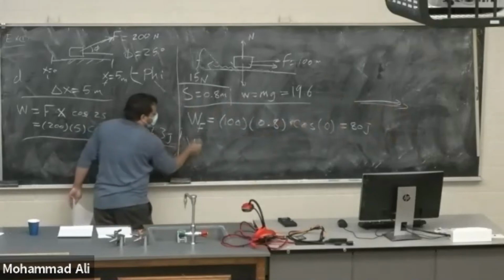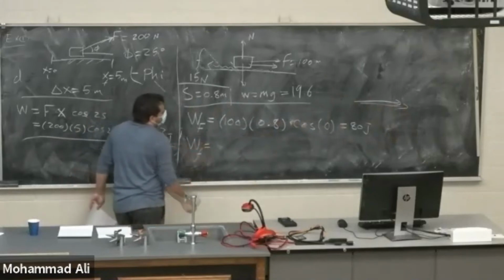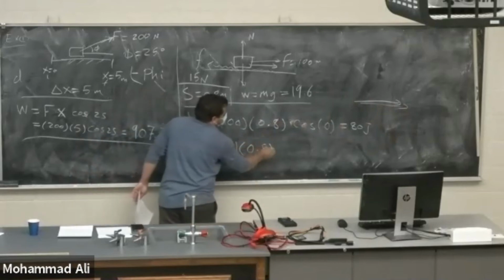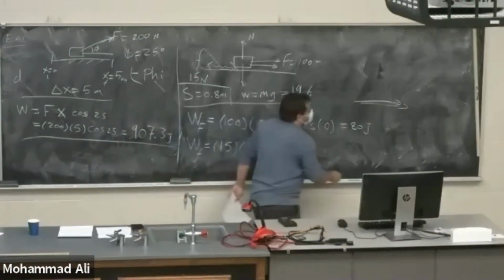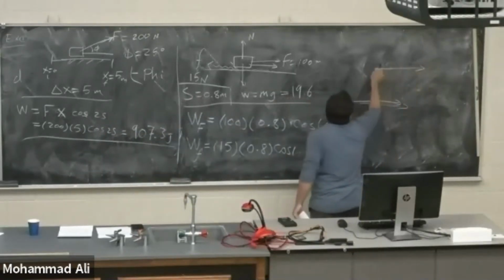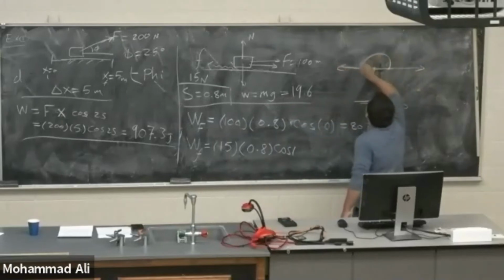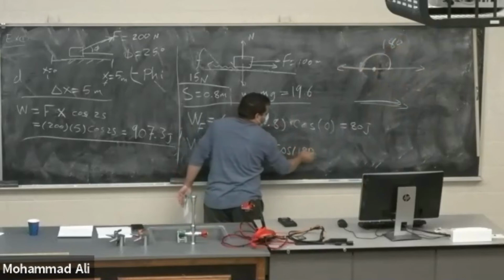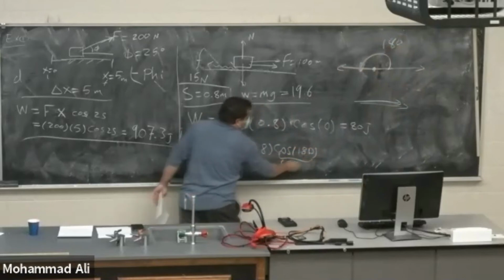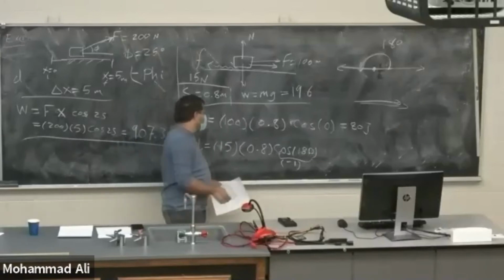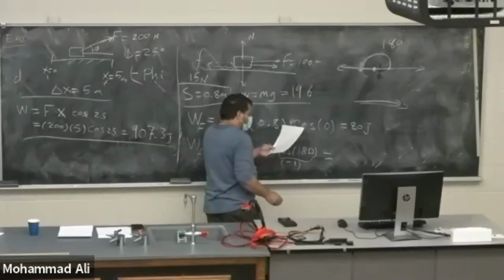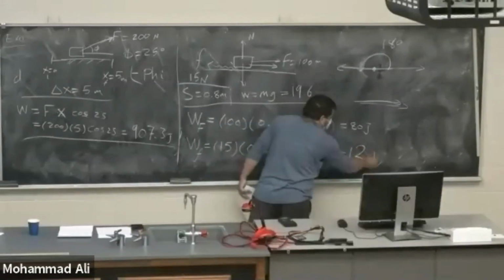What about the work done by the friction force? The force is 15. The distance 0.8. Cosine. How much theta now? The motion to this direction, the force is to the opposite direction. Theta between them is 180. Cosine is -1. It is not 1 as cosine 0. This will be equal to -12 joules.